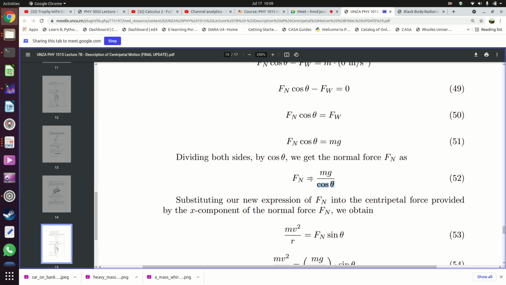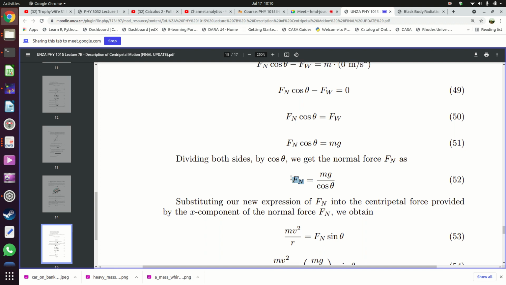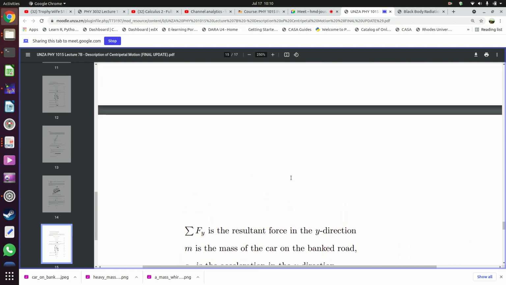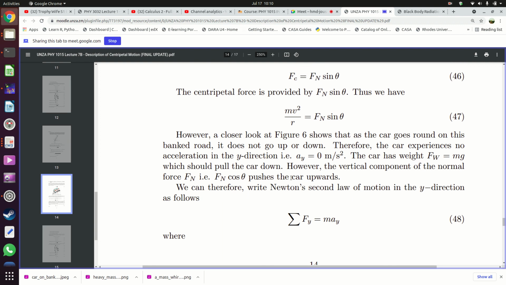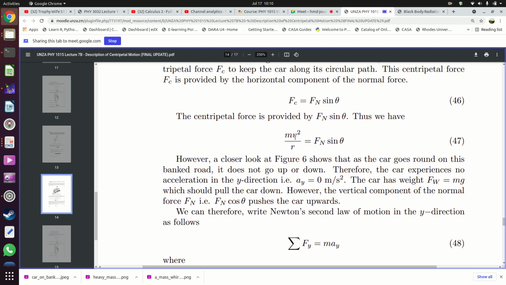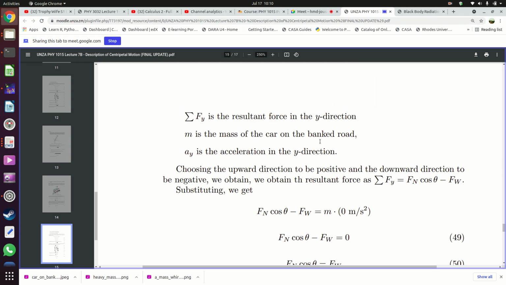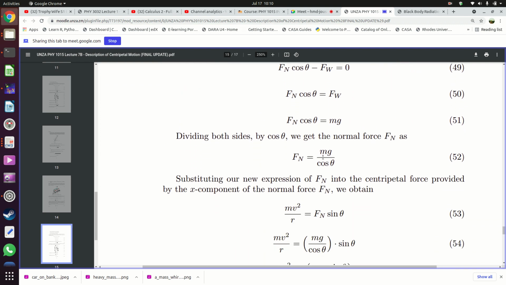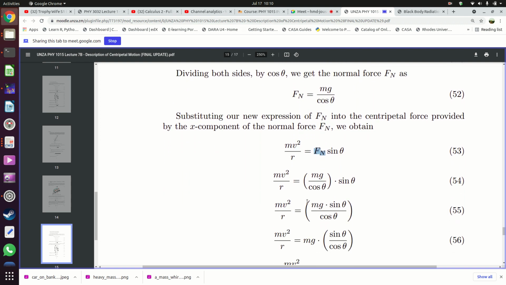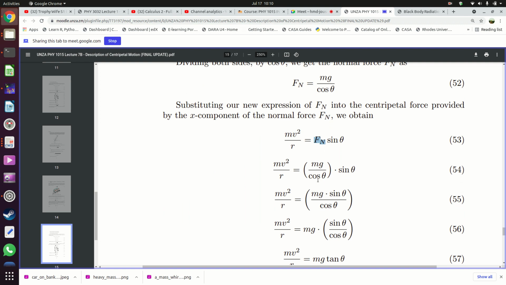Now, why do we need to do this? You have to remember that up here we had an expression for our centripetal force. The centripetal force mv squared divided by r is equal to Fn sine theta. So we can put back our normal force, which you have just found here. Fn is equal to mg over cos theta, like that. So we can substitute here. When we do the substitution, we end up having mv squared over r equals mg divided by cos theta multiplied by sine theta.